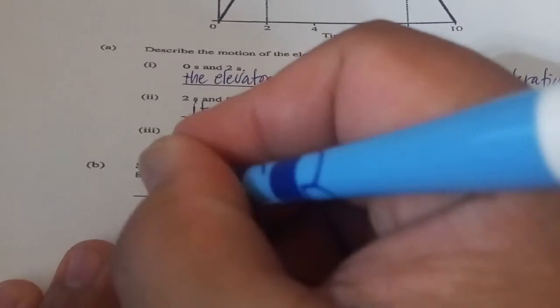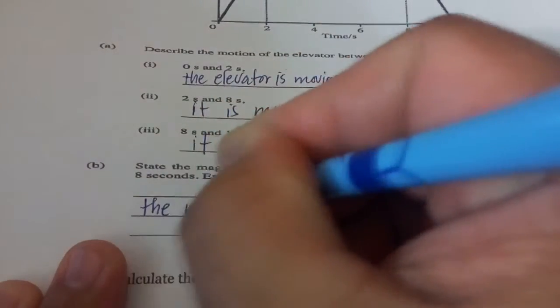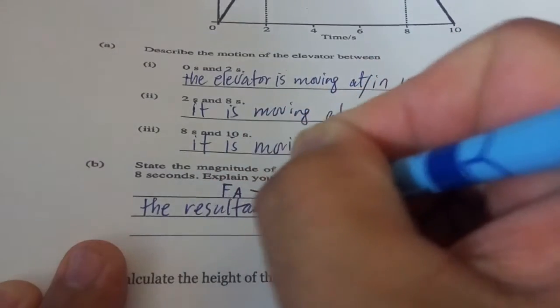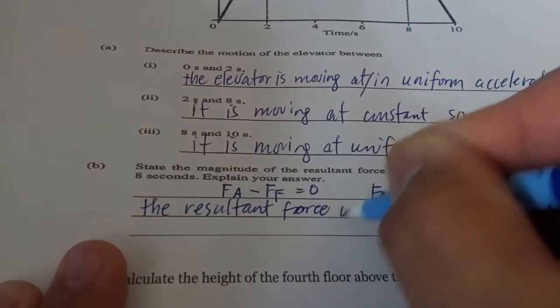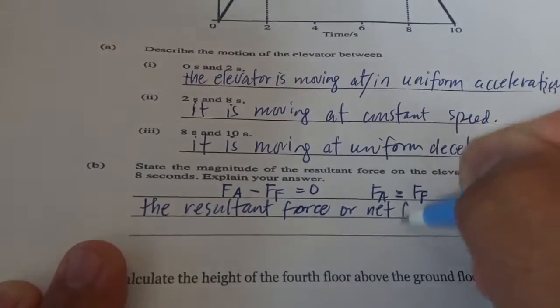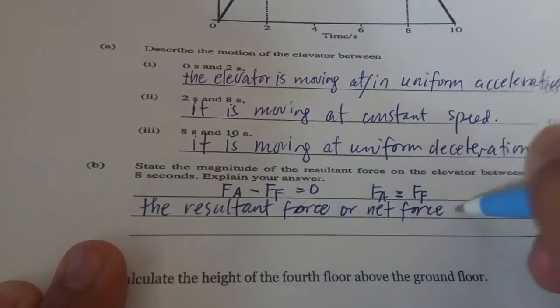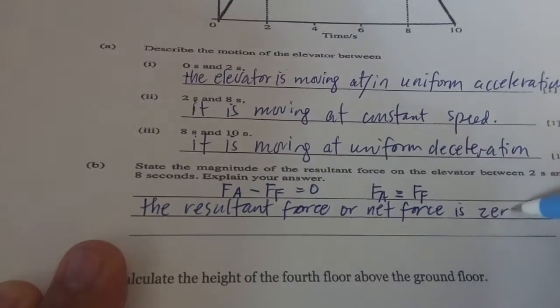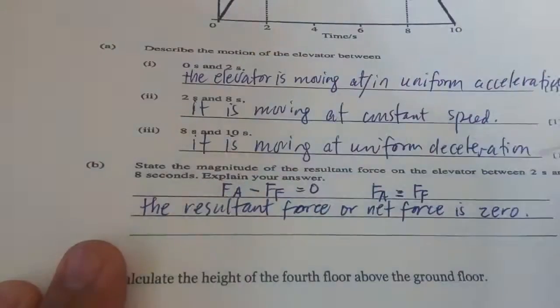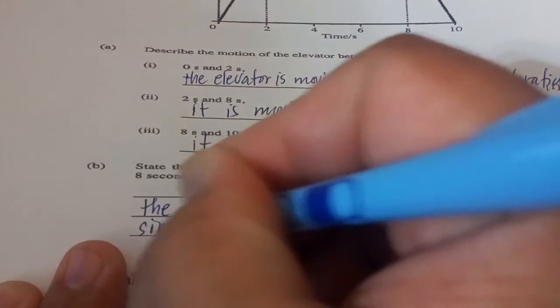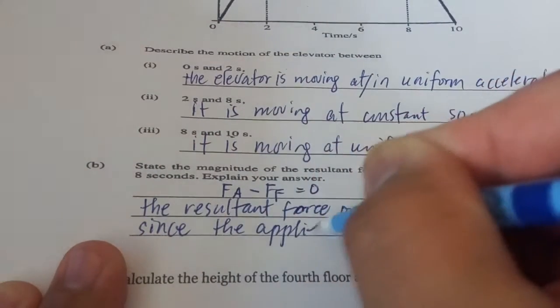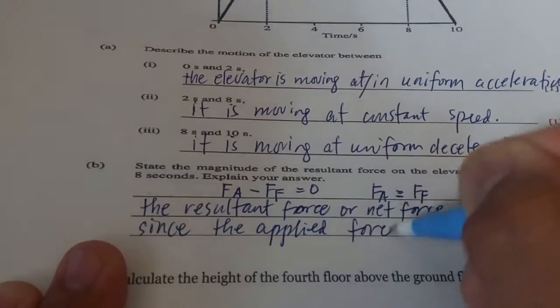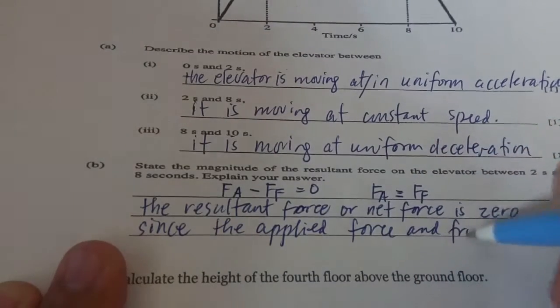So the resultant force, take note, the resultant force is also called the net force. Since the applied force and frictional force are equal, the net force is 0.